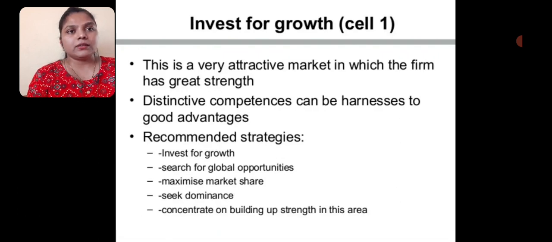Then let's discuss cell 1, that is invest for growth. This is a very attractive market in which the firm has great strength. Distinctive competencies can be harnessed to good advantage. Recommended strategies for cell 1 for growth: invest for growth, search for global opportunities, maximize market share, seek dominance, concentrate on building up strength in this area.